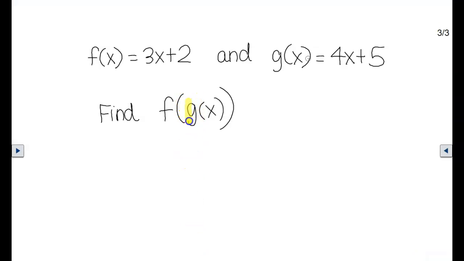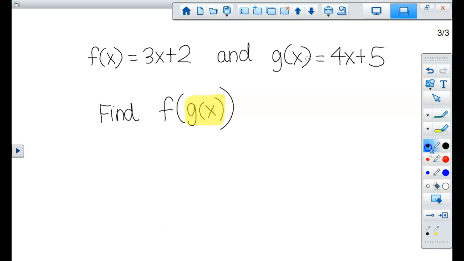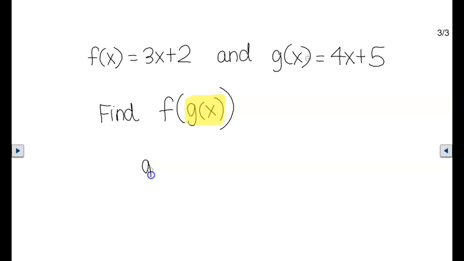So we would still begin the process with the innermost function. So the first thing I need to know is what g of x is equal to. So I'm still going to start with the innermost function. I need to know what g of x is equal to. Now the good news is I'm not going to have to do a lot of work to find that out because they told me g of x is equal to 4x plus 5. So g of x is 4x plus 5.